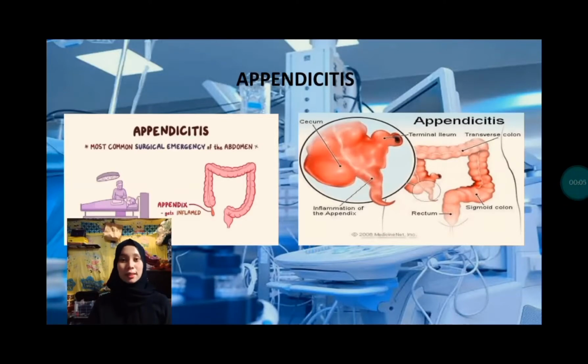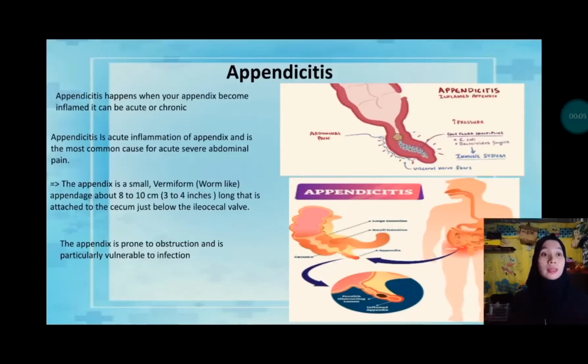Assalamualaikum ma'am, I am Sena Kali. So my topic for today is about appendicitis. Appendicitis is the most common surgical emergency of the abdomen. Appendicitis happens when your appendix becomes inflamed, and it can be acute or chronic.